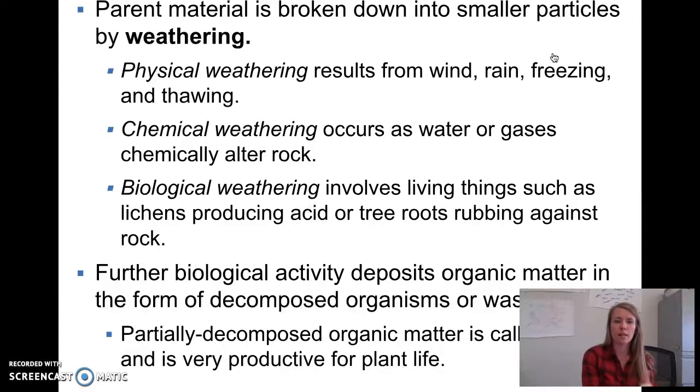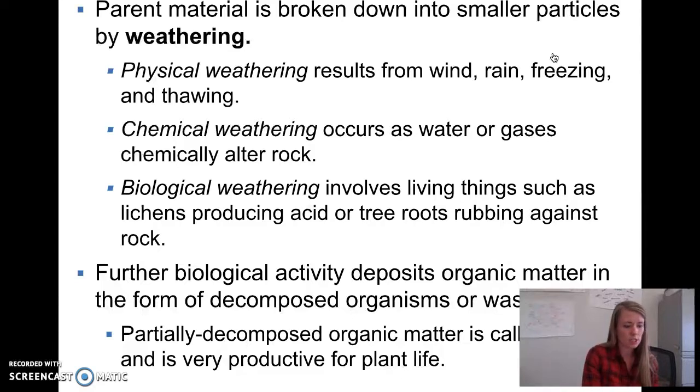So further biological activity deposits organic matter in the form of decomposed organisms or waste. As biological activity continues, more dead things are going to fall on the soil, as waste or dead things, right? So the partially decomposed organic matter will start to decompose from the materials in the soil, but as it's partially decomposed, it's called humus, and it's very productive for plant life. It's high in organic materials, and it's really great for plants to grow.